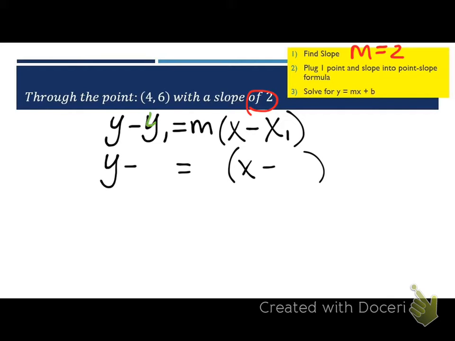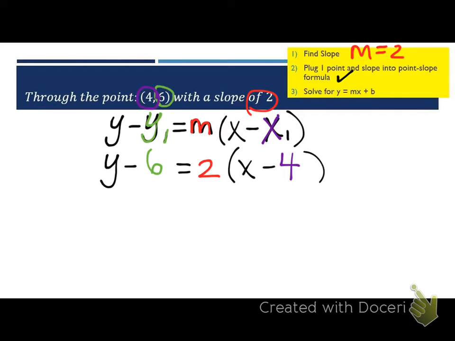First thing I'm going to plug in is the y of the coordinate point. What is the y? 6. M represents the slope, which we said was 2. And the last thing is x of the coordinate point they gave me, which is 4. So step 2, plug one point and slope into the point slope formula. Done. Now we want to solve for y equals mx plus b.